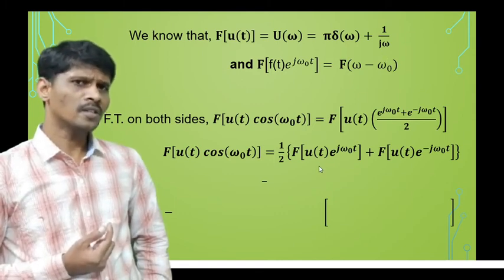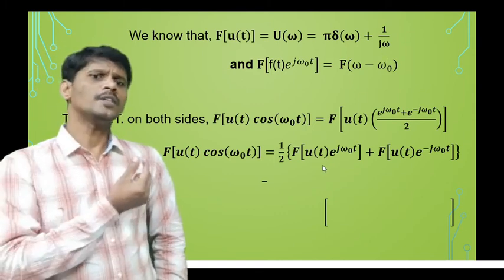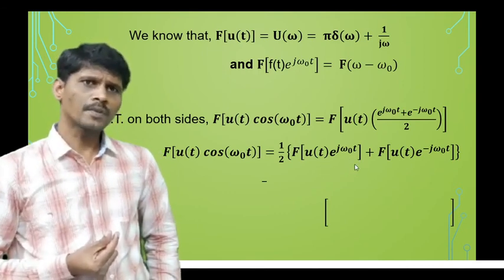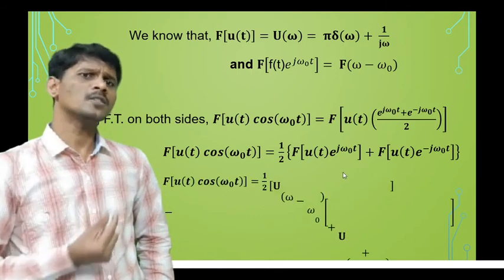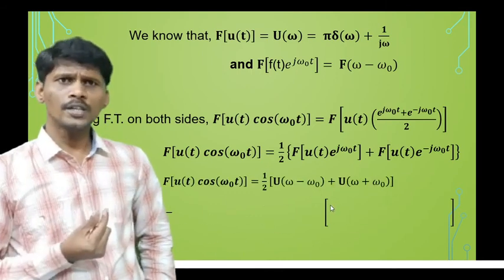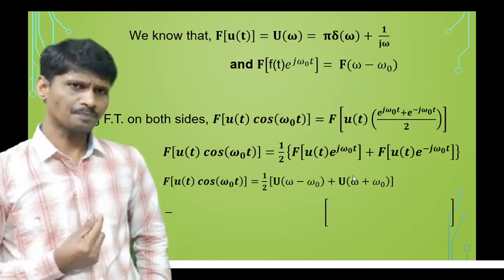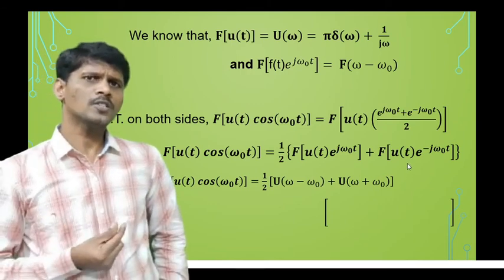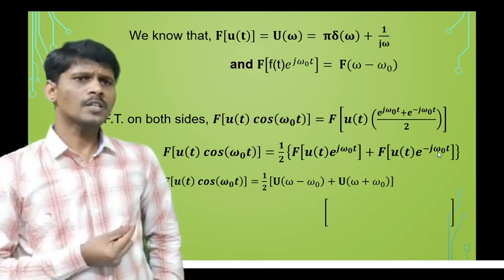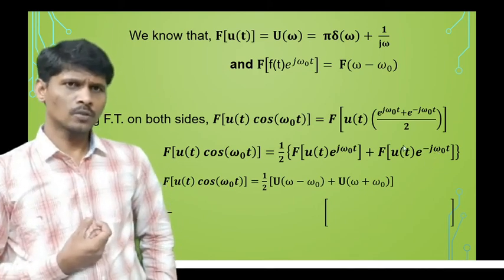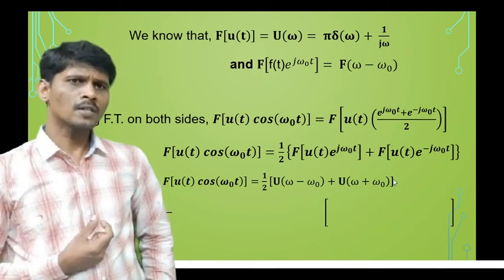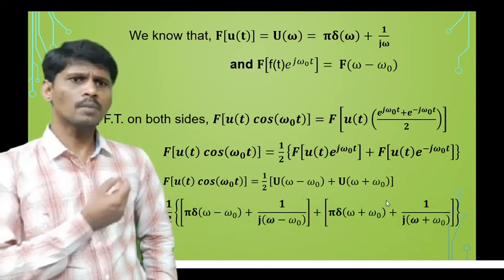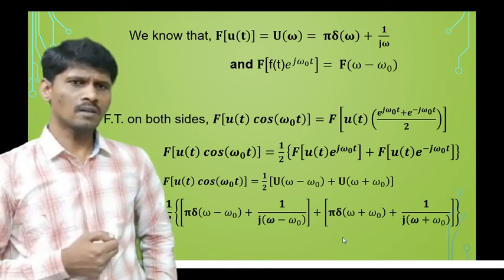So the Fourier transform of u of t into e power j omega naught t is, the translation amount being omega naught, pi into del of omega minus omega naught plus 1 by j into omega minus omega naught. In the second term, the Fourier transform of u of t into e power minus j omega naught t. Now here what is the translation amount? Minus omega naught. So pi into del of omega plus omega naught plus 1 by j into omega plus omega naught.